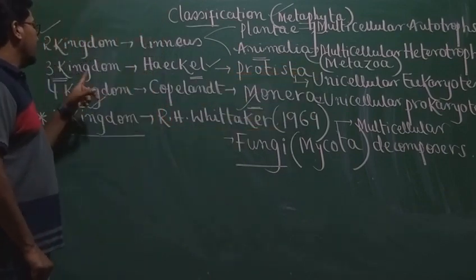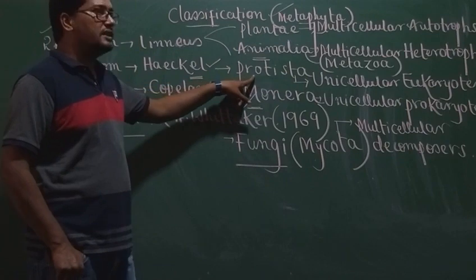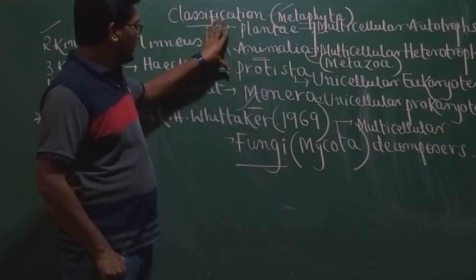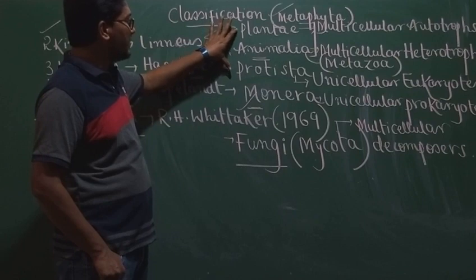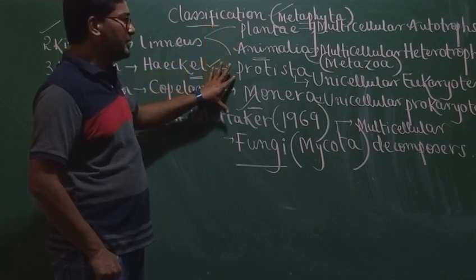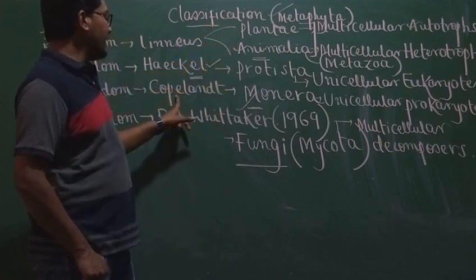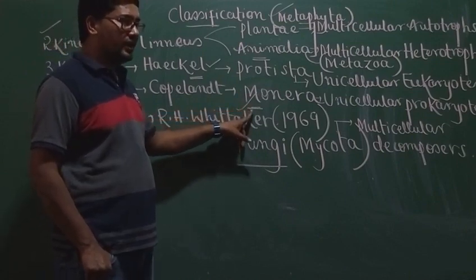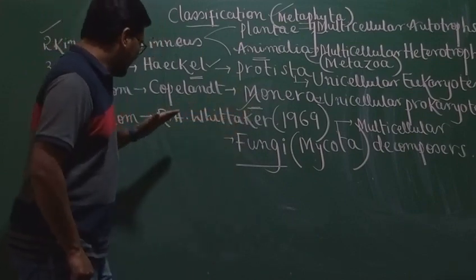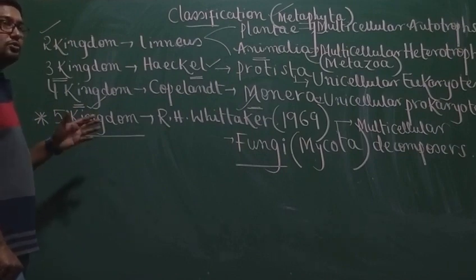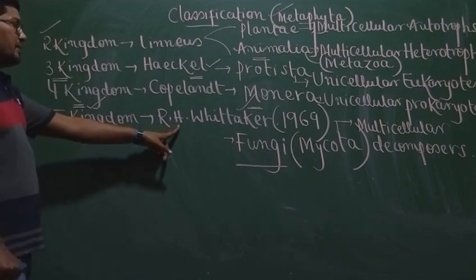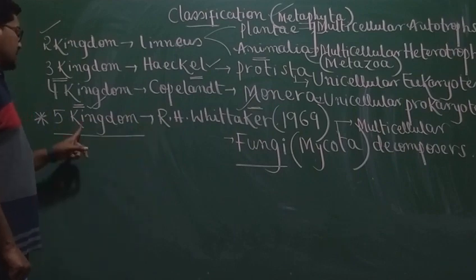Later, Ernst Haeckel added a 3rd kingdom. What was the 3rd kingdom added? Protista. Now the total living organisms are classified into 3 kingdoms. Which are they? Plantae, Animalia and Protista. Next, Copeland added 1 more kingdom, that is Monera. And finally, the present system of classification in biology which we are following throughout the world was given by R.H. Whittaker. It is popularly called the 5 kingdom classification.